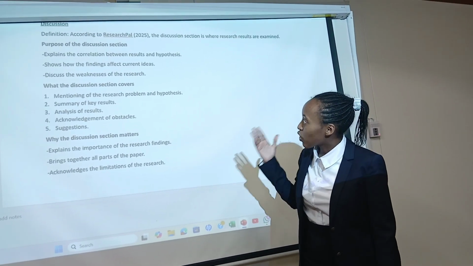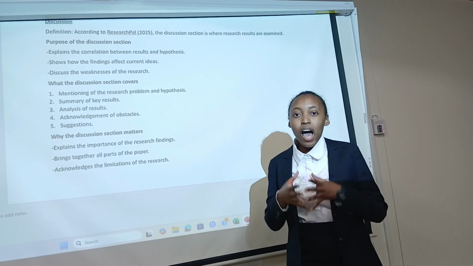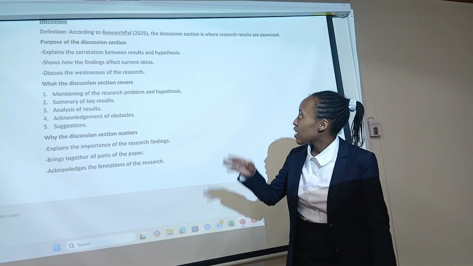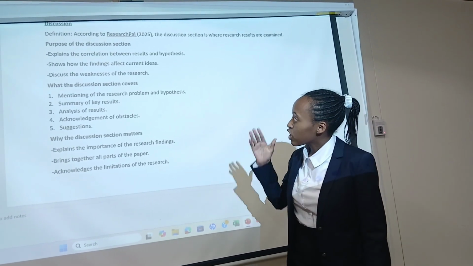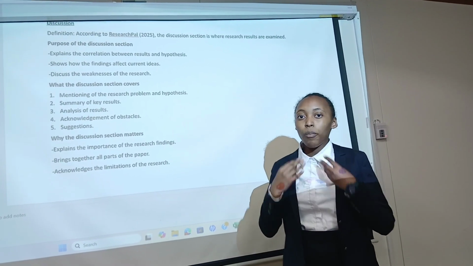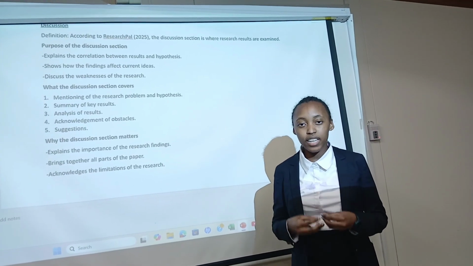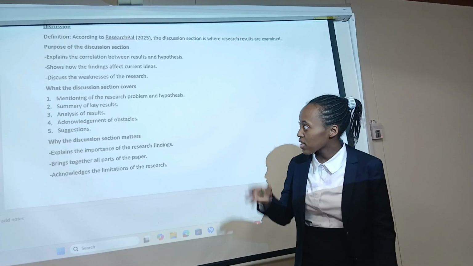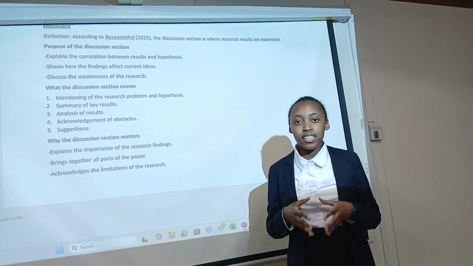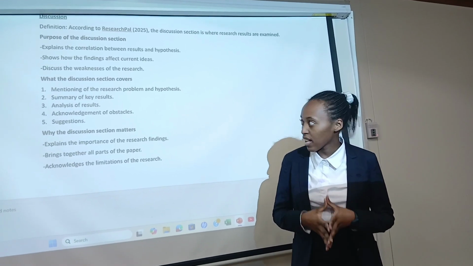Firstly, it explains the correlation between results and hypothesis. It explains how research results support or are against the hypothesis. Secondly, it shows how the findings affect current ideas. It points out how findings affect existing ideas and how it can be applied to real-life situations. Thirdly, it discusses the weaknesses of the research. These are the things the researcher did wrongly throughout the research that has affected the results.